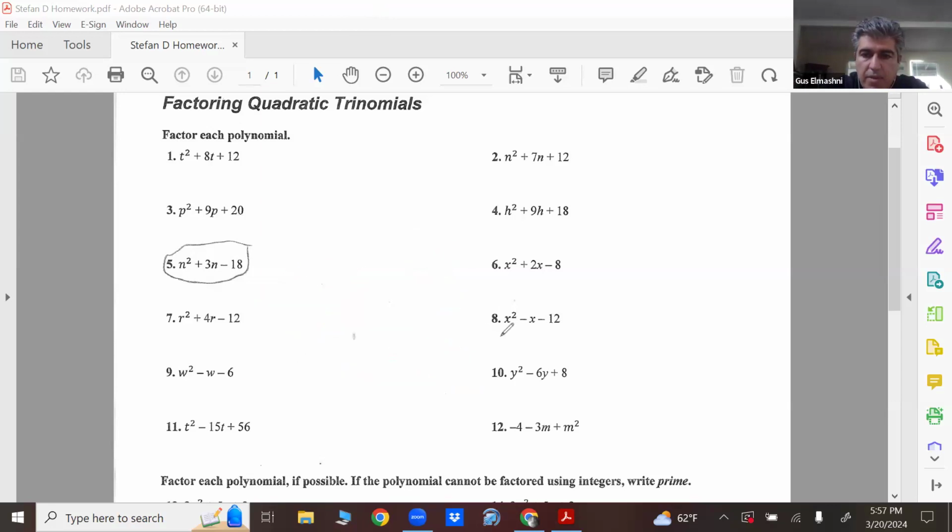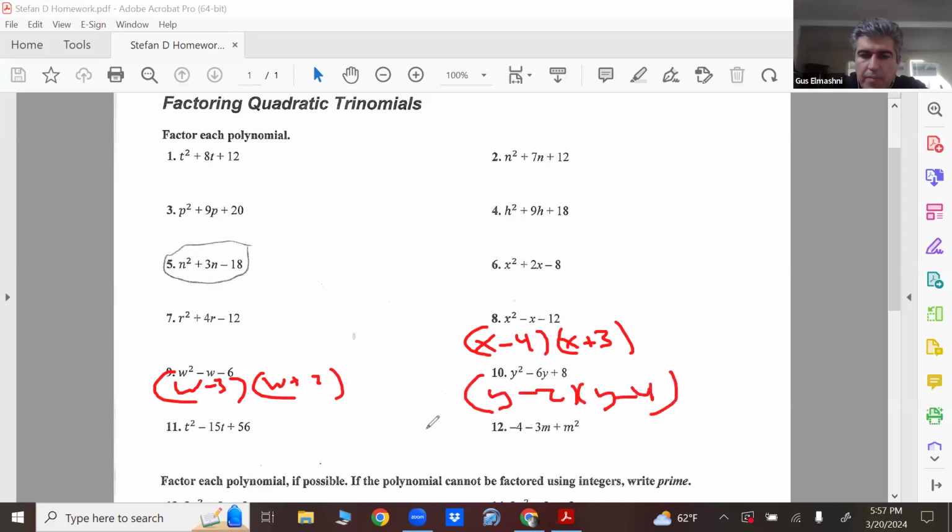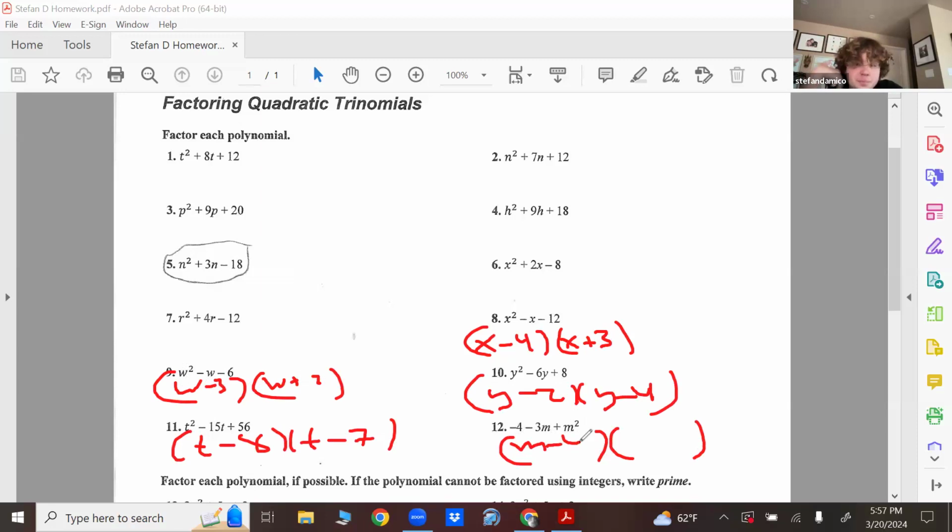And you kind of do the same thing for 8. But once you get very good with it, it's x and x, negative 4 and 3. Here, you see how it's w minus 3, w plus 2. Here, y minus 2, y minus 4. Here, t minus c. You kind of just start rolling, right? Even though it's reversed.